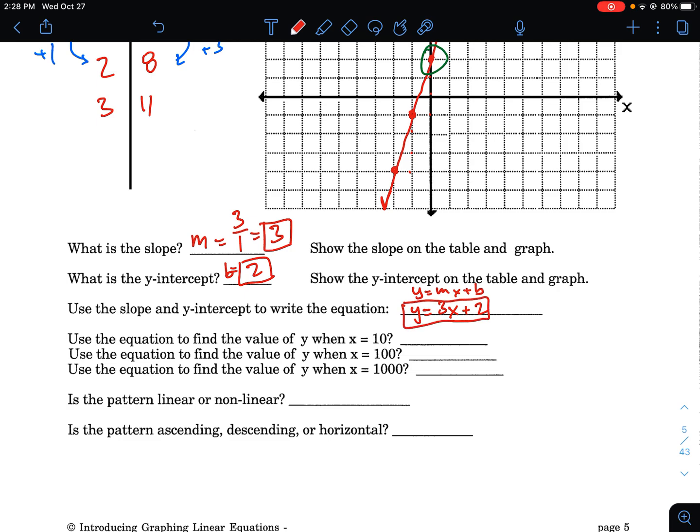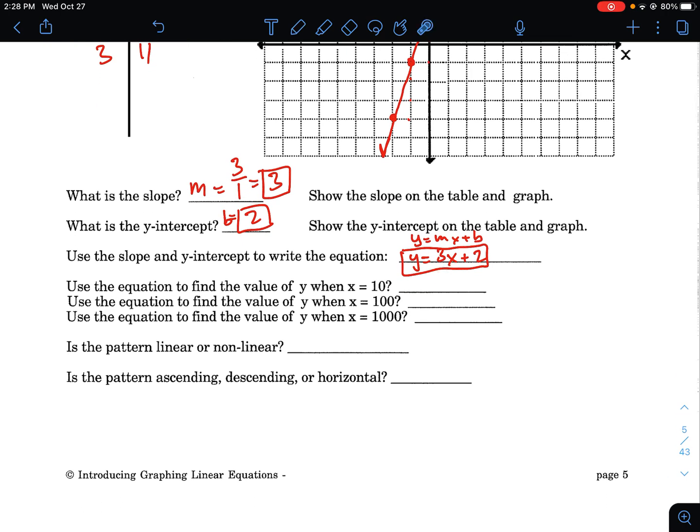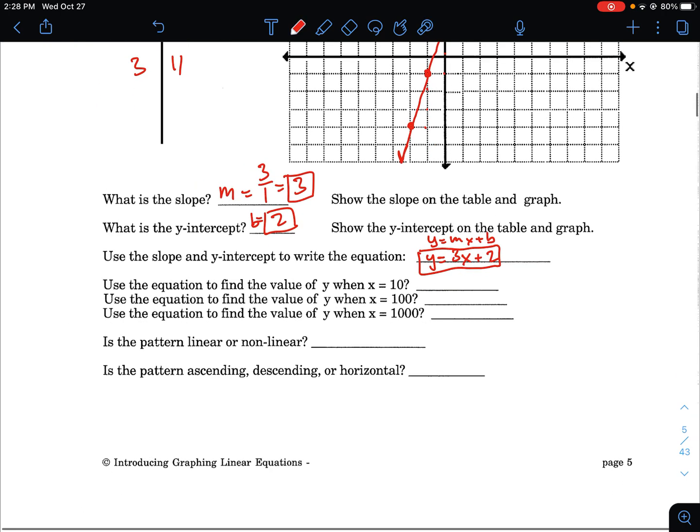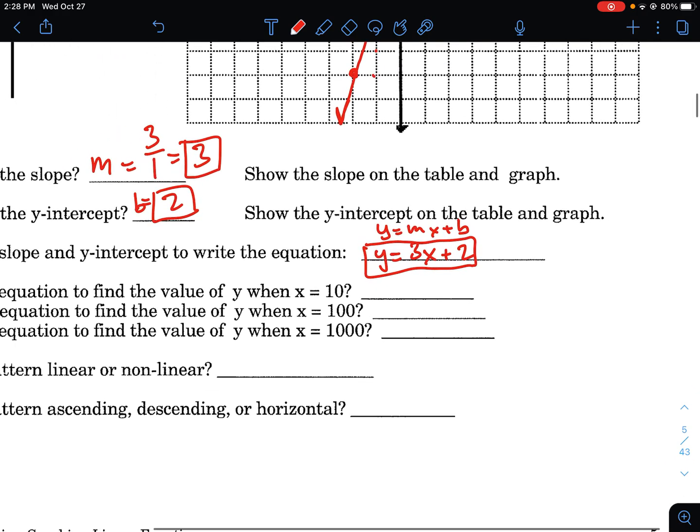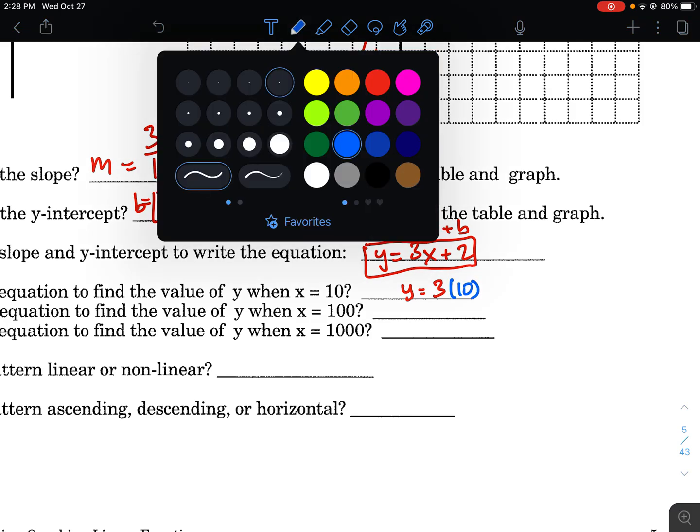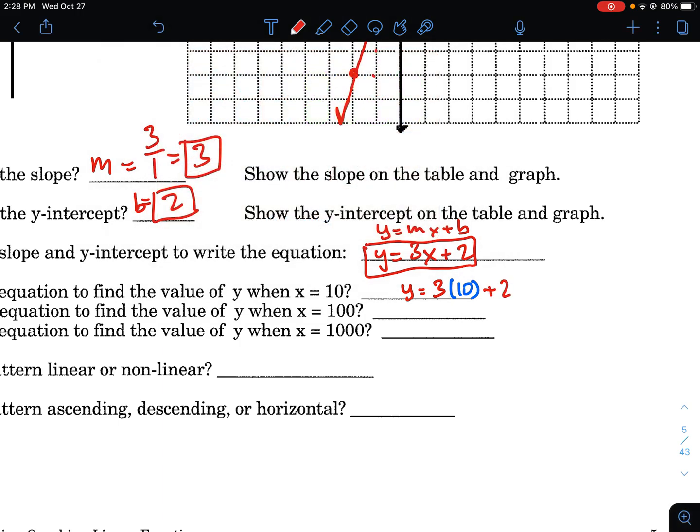Use the equation to find the value of y when x is 10. So we're going to use this equation and figure out what y would equal when x is 10. So I'm going to have my equation, y equals 3, and in place of x, I'm going to use 10, because they say when x is 10, plus 2. So what's 3 times 10? Well, that's 30, plus 2, that's 32. So that is going to be 32.